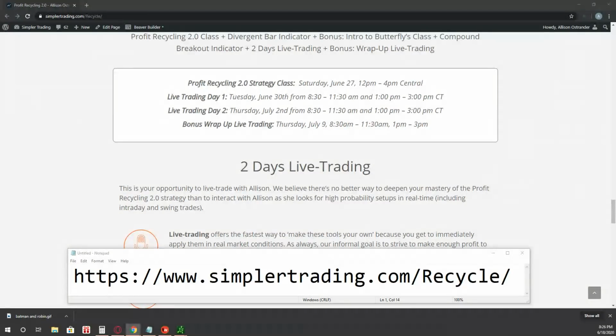I think I answered the question on how this is different, but I'm more than happy to explain it again. The way that this class is different, both from the overnight profit strategy class and the profit recycling class, the original one, is that it gives you a much clearer signal on when to jump into the trade. It protects you a lot more from theta decay compared to the original class does.